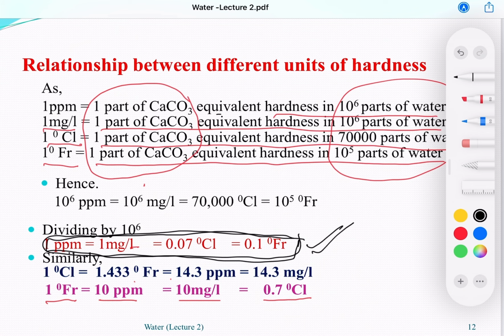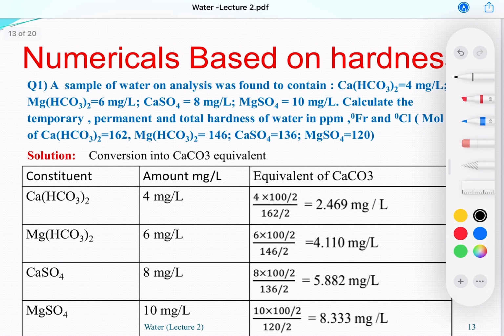So by now I think it must be very clear to you what the different units of hardness are and how you can derive the relation between them. Now we will do a few numericals so that it becomes clear to you.